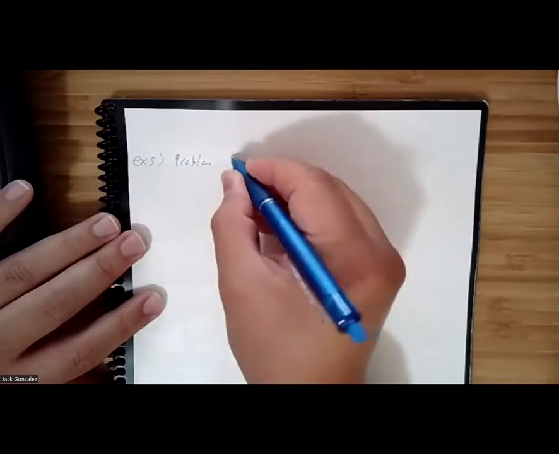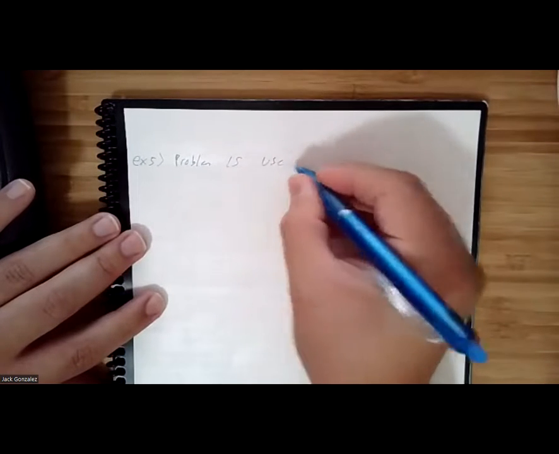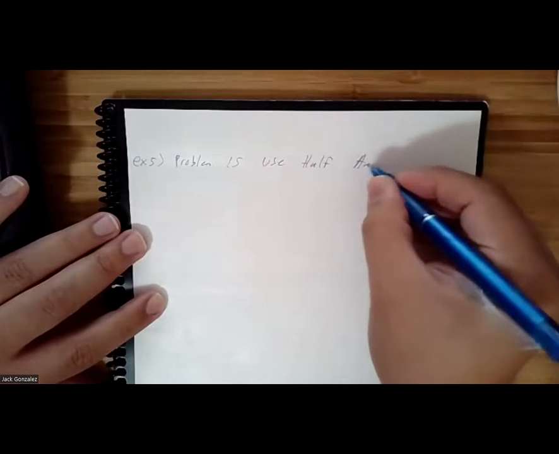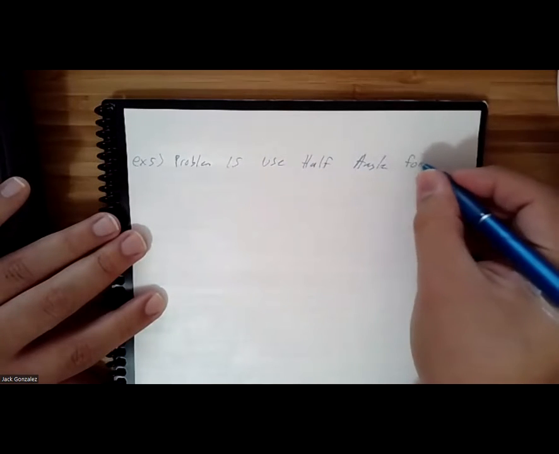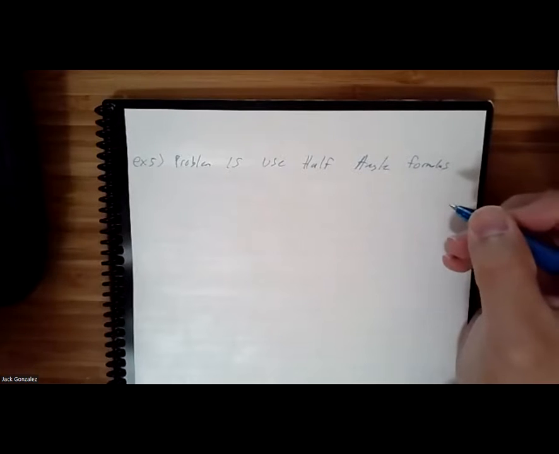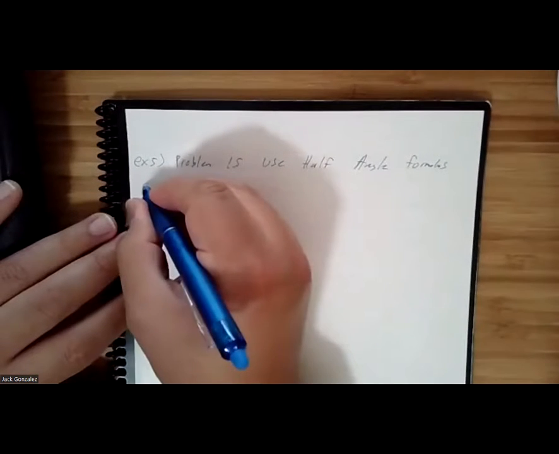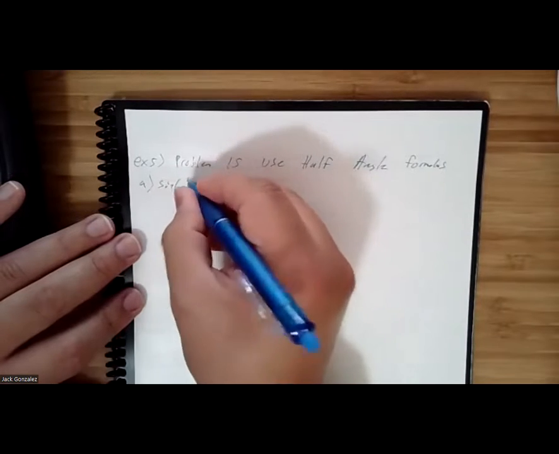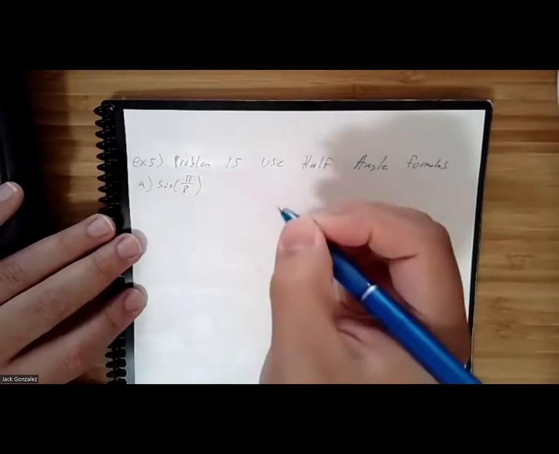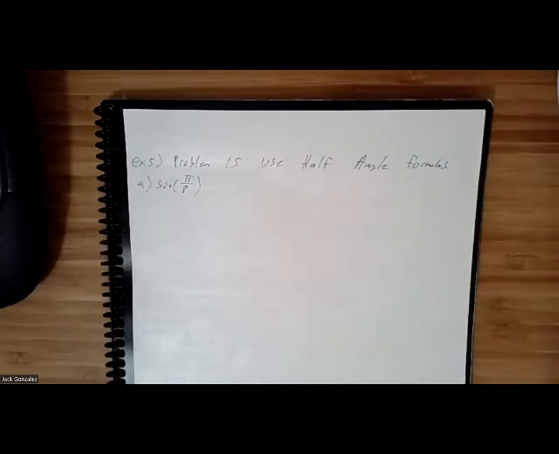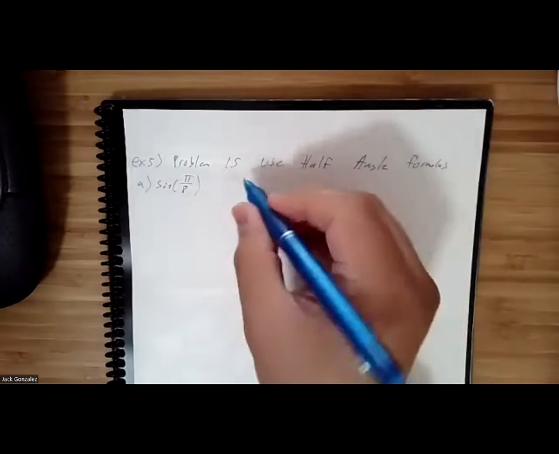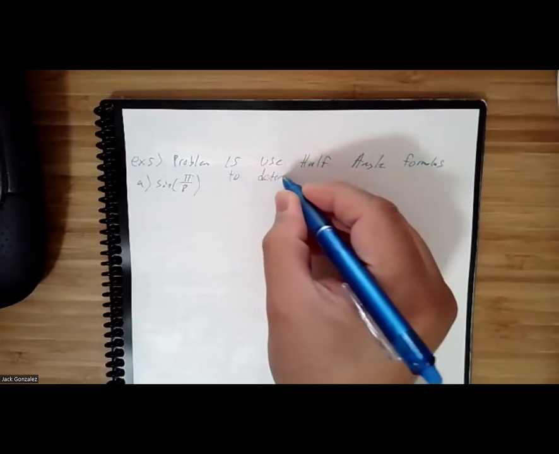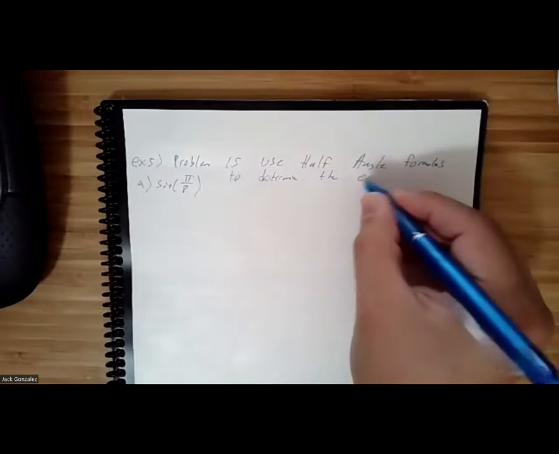All right, this is problem 15 from your homework. Use half angle formula. So this is kind of the opposite of what we were doing. You know how we were breaking up a sum. So here we're going to break up at the half angle. This is the idea. There's no pi over 8 on your unit circle, and they want to determine the exact values.